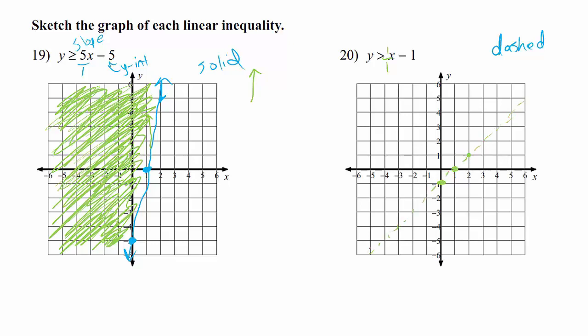It should look like this. And then we're going to shade, since it's greater than, we're going to shade above again. So there are some later on that are below, but since I want to shade above, this line, to me, it's easier to tell which way is above, but we can still use our trick and say, well, if I go up, that's the side, so I'm going to shade all of this.